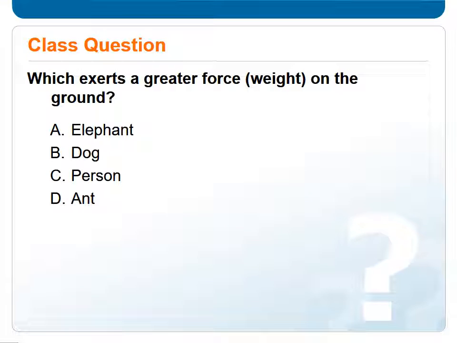Which exerts a greater force, weight, on the ground? An elephant, a dog, a person, an ant. Pause the video and decide. The correct answer is the elephant.